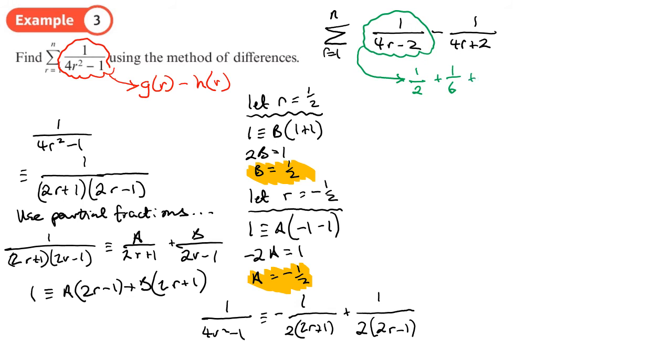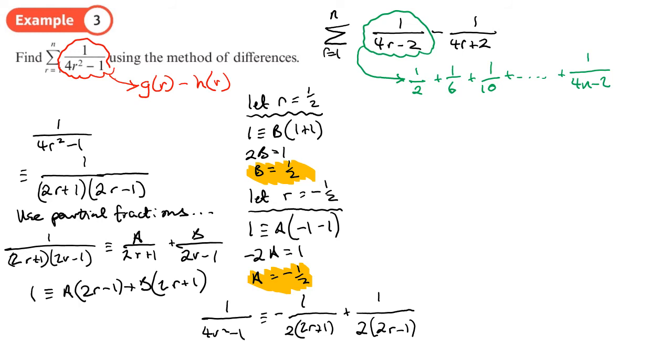R equals 3, normally the first term and the nth term is enough. So if I put r equals 3, I'll get 1 over 12 minus 2, so that's 1 over 10. I can see the pattern, the denominator's going up by 4 each time. Plus, dot, dot, dot, what would the last term be? It's going to be 1 over 4n minus 2.